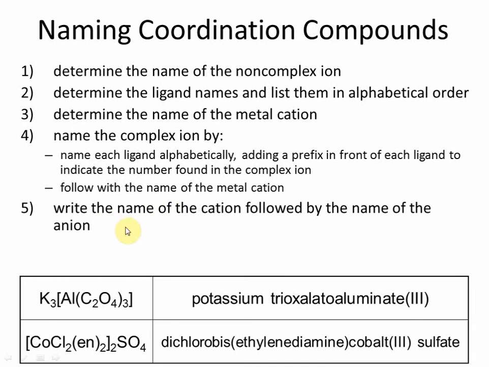So here we have two example complexes to help us understand this. Remember, this entire thing here is the coordination compound, but the complex is identified by the brackets. So this is telling me there are three oxalate ligands bound to this aluminum. So the name is potassium trioxaloaluminate 3+. So the 3 tells me the oxidation state of the aluminum.